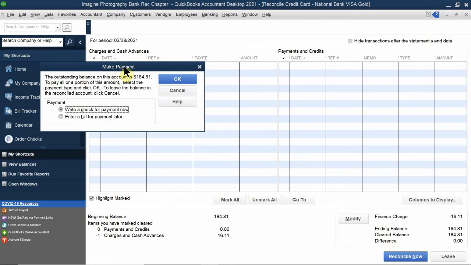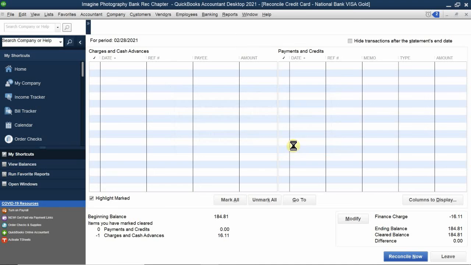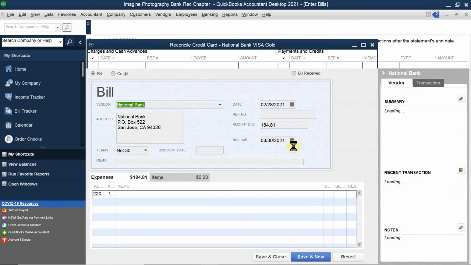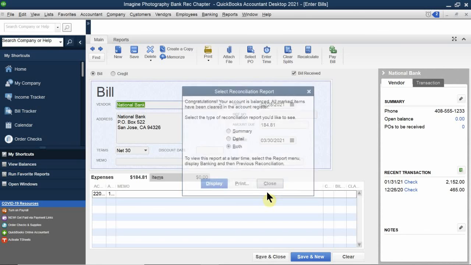Once you've done that, here is what's different from the bank reconciliation window to your credit card. Your credit card gives you the option to either pay that credit card right away, or you could choose to enter in the bill. I'm going to go ahead and click OK, and choose enter in a bill. Now, here's the rule of thumb when you're looking at a credit card statement. You also got the window here. I'm going to go ahead and click close.